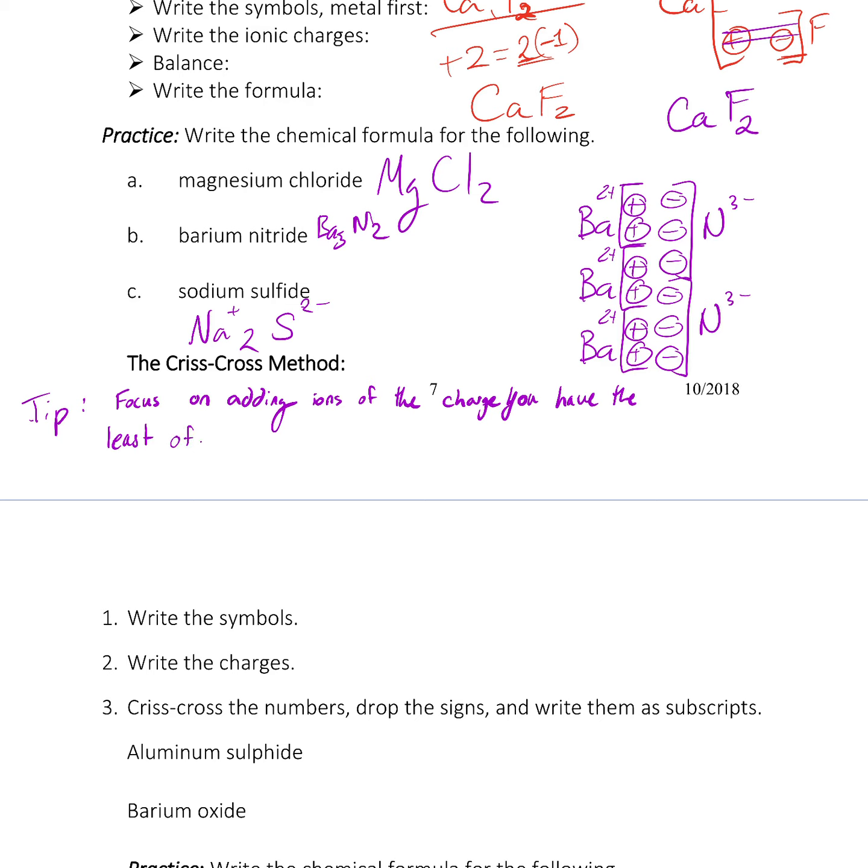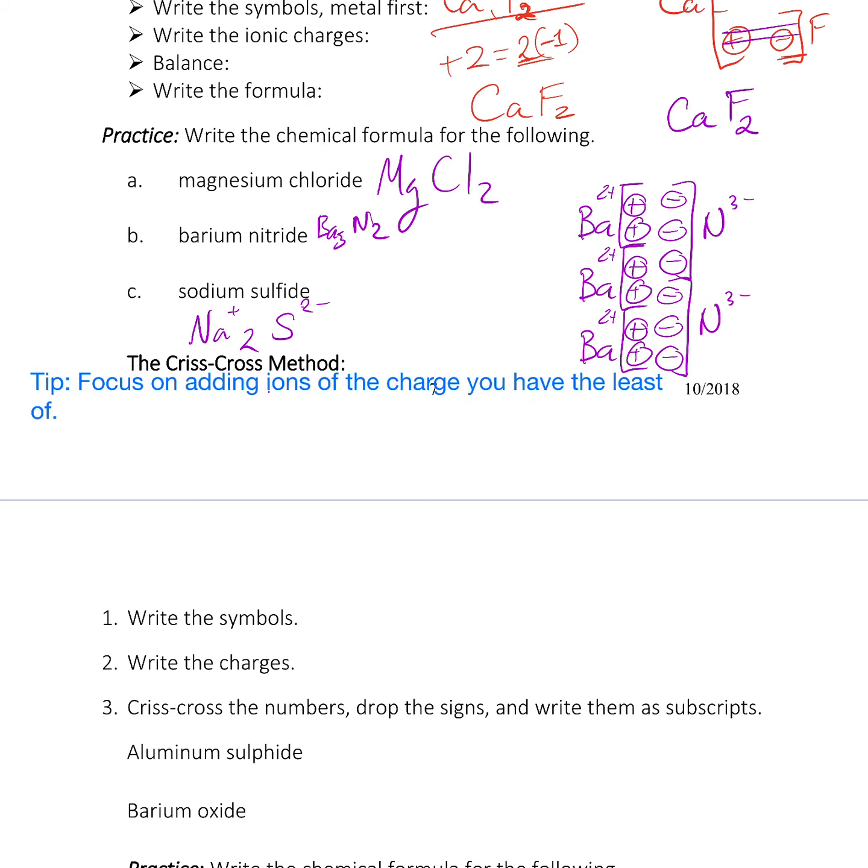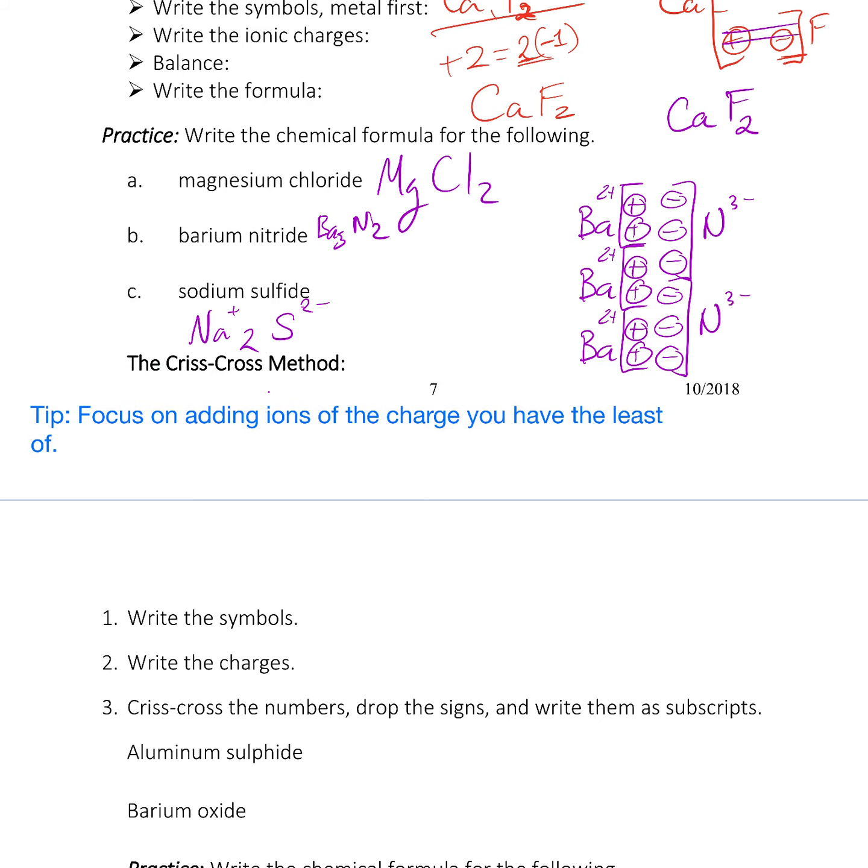So you can see in the previous example, I had the least amount of positive charge with the sodium and the sulfide. So I focused on that one, and I purposely focused on the positive charge and made sure that that was solved first before I moved on to the negative charge. And in that case, I didn't have to move any farther.